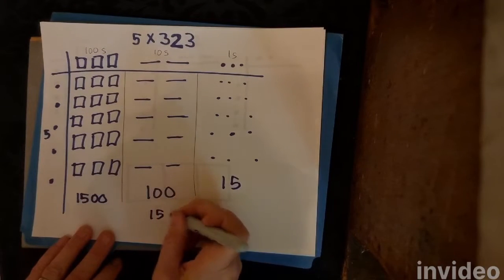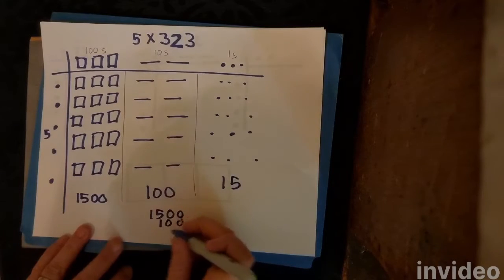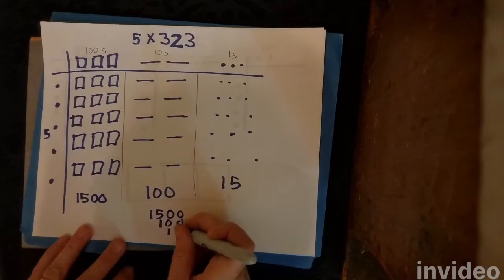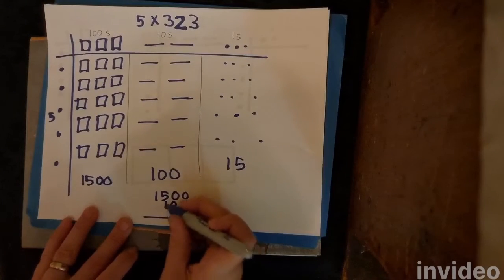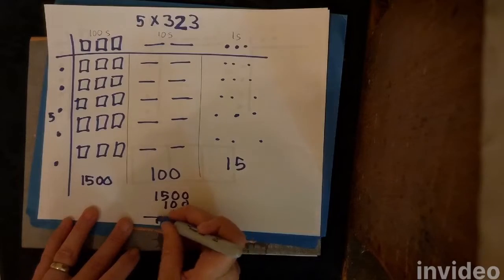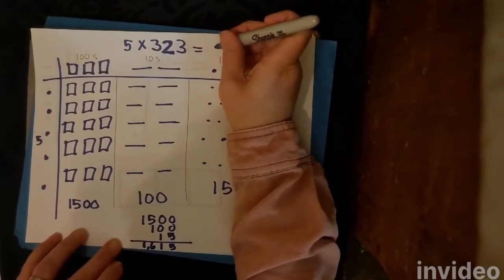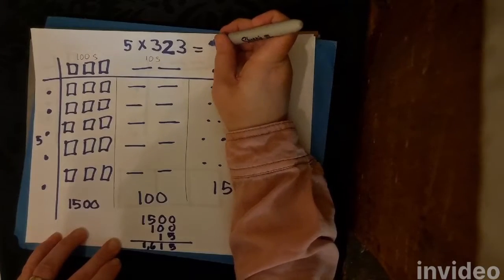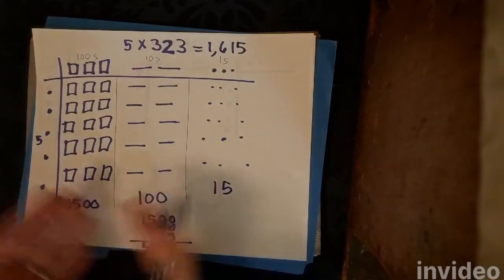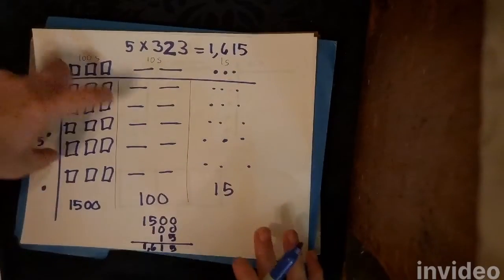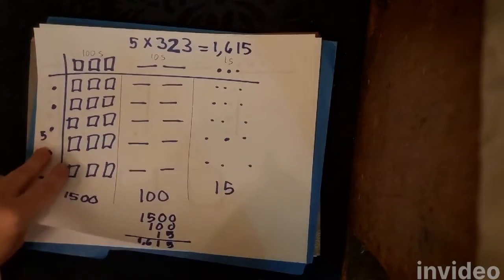So I'd add my 1,500, my 100 from my 10 blocks, and my 15 here. And when I add them, I have 1, 6, 1, 5. So it ended up being 1,615. So 5 times 323 is 1,615. And we would just do that by collecting all our blocks. So we could build a whole 1,000 cube and so on and so forth.